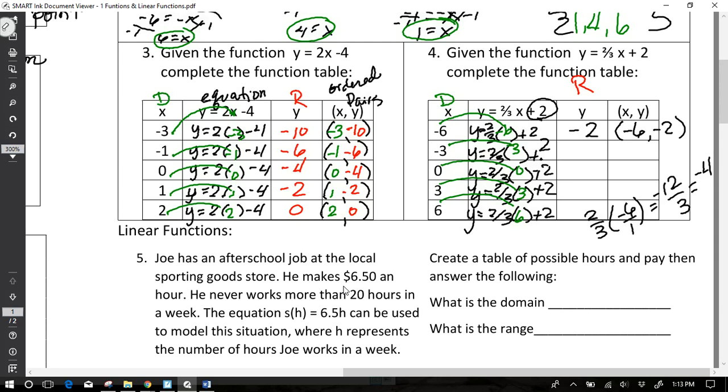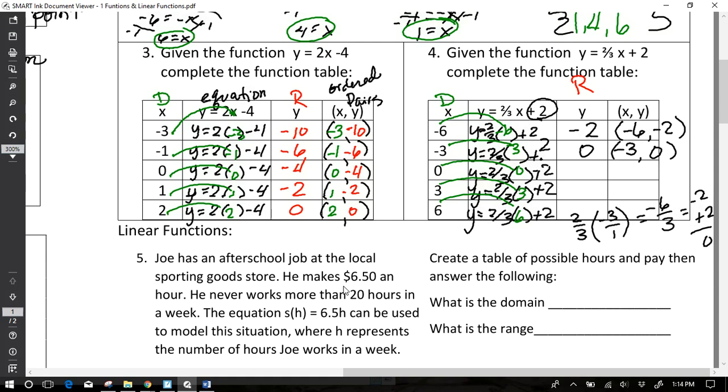Now I'm going to erase my scratch work because it was just scratch work. And I'll do another one. So 2/3, and I'm going to input negative 3. 2/3 times negative 3 over 1 will give me negative 6 over 3, which is negative 2. And then don't forget to add that 2. Negative 2 plus 2 is 0. So my y value is going to be 0. And then my ordered pair is the negative 3 that I input and the 0 that I got out.